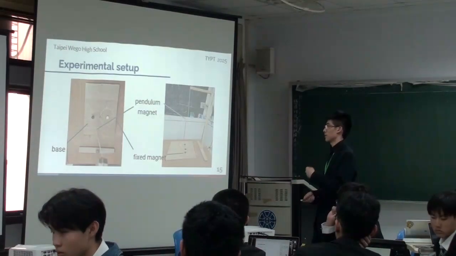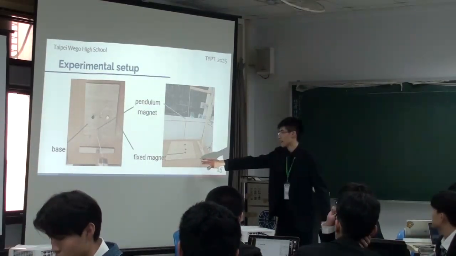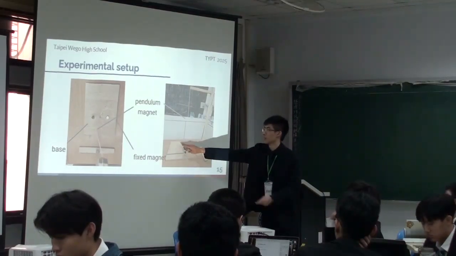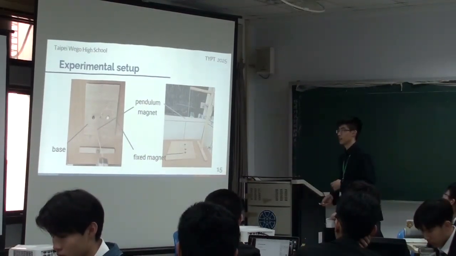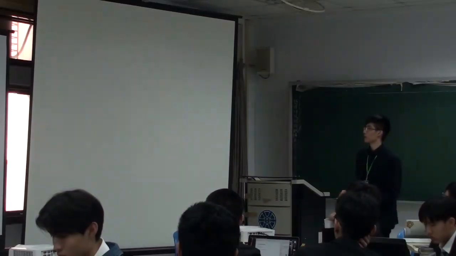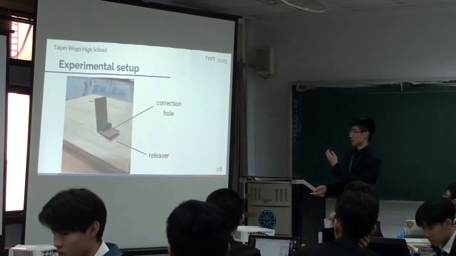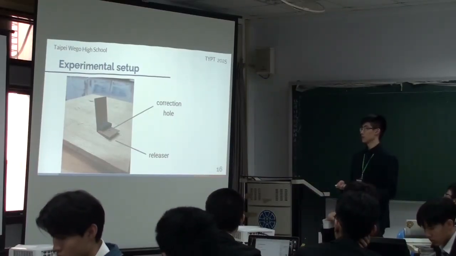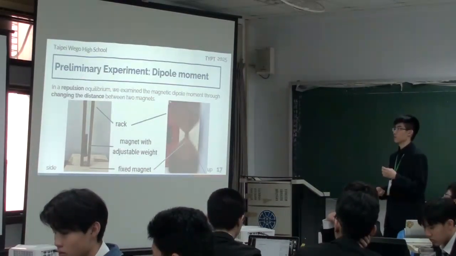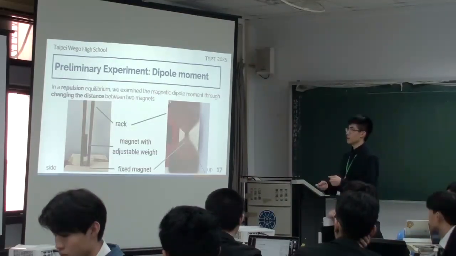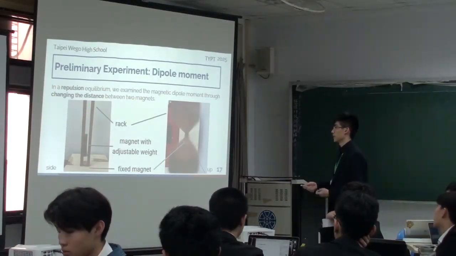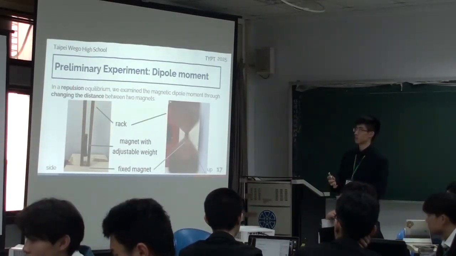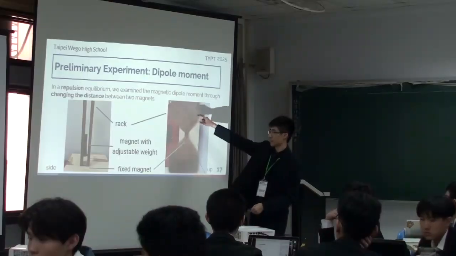Here is our experimental setup. The base is fixed on the table, and the base magnet is fixed on this non-conducting and non-magnetic base. We use a correction Hall sensor and a releaser to make the initial conditions accurate. This is our preliminary experiment. Here, in a repulsion equilibrium, we examine the magnetic dipole moment by changing the distance between two magnets. And these are the results.